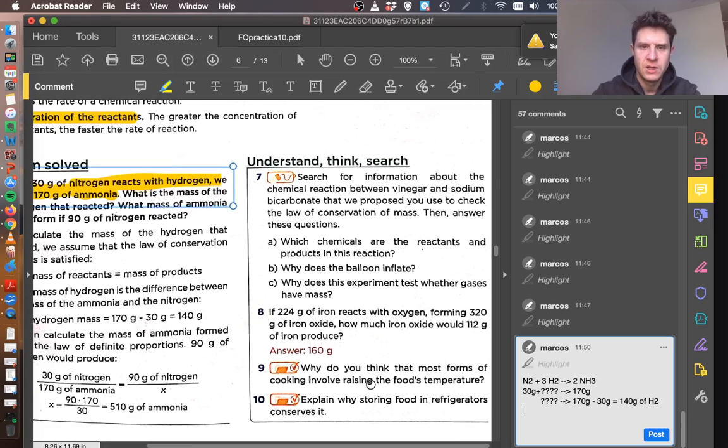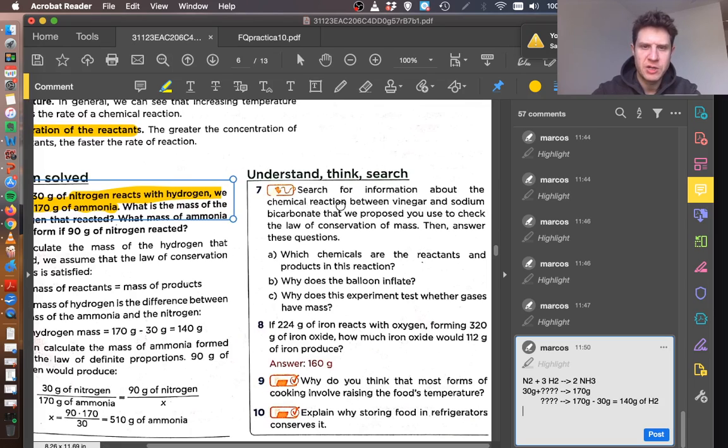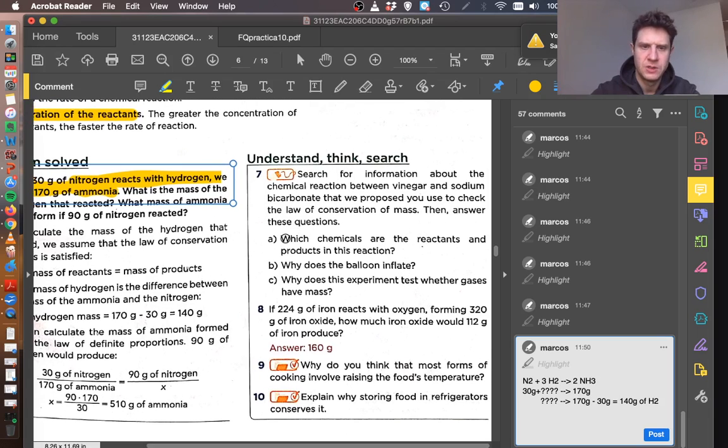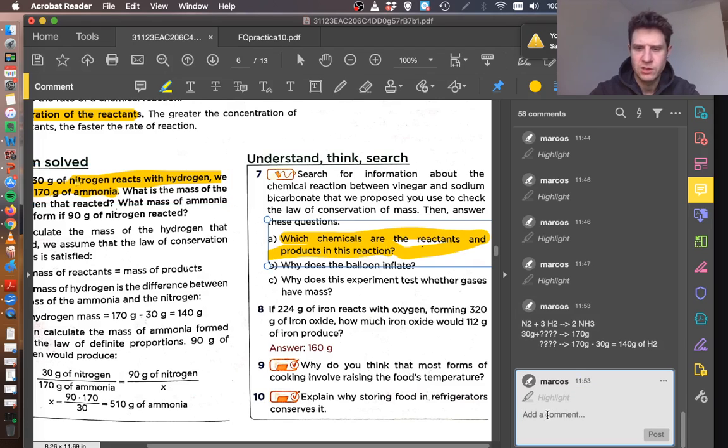Very easy. Research information about the chemical reaction between vinegar and sodium bicarbonate that we propose you use to check the law of conservation of mass. Then answer the question: which chemicals are the reactants and products of the reaction? Which chemicals are the reactants? I will write it here.